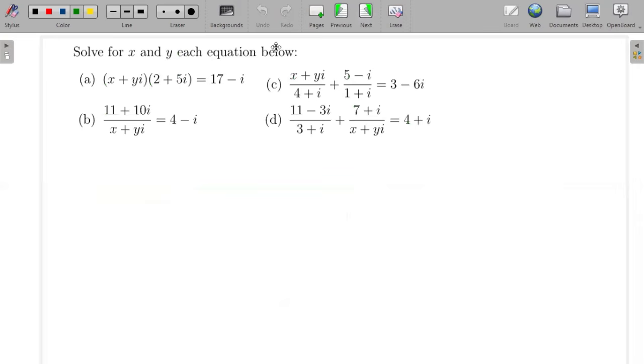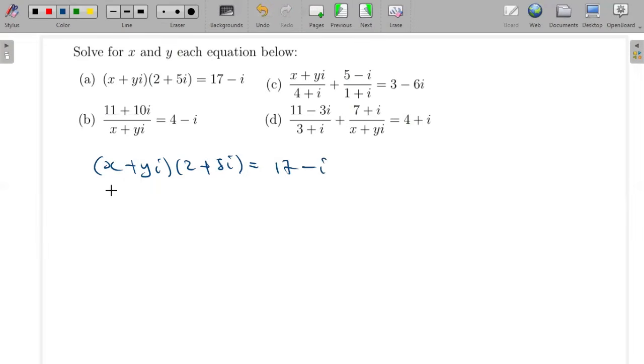All right, let's move on to look at another question. So the next question here is telling us to solve for x and to solve for y. So let's begin with the first one, that is x plus yi times 2 plus 5i equal to 17 minus I.